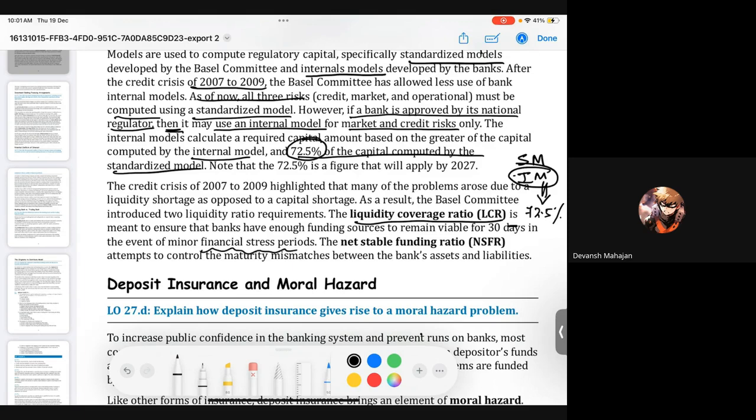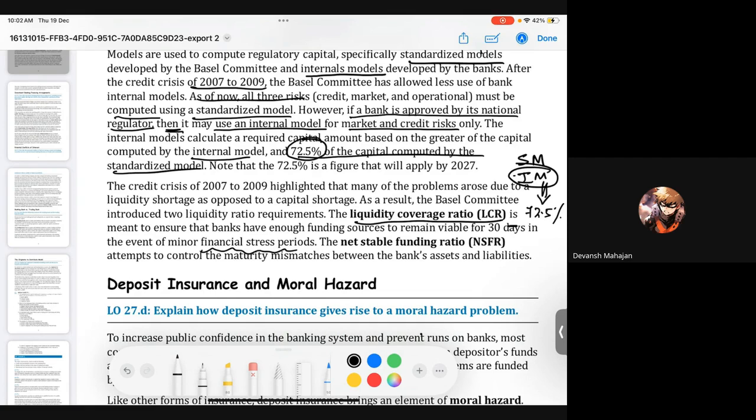In the event of minor financial stress, उस टाइम पे 30 days तक they have to sustain themselves. So they are not talking about routine 30 days. They are talking about 30 days in a financially stressed period. You have to have that much amount of cash in hand कि you are able to sustain.